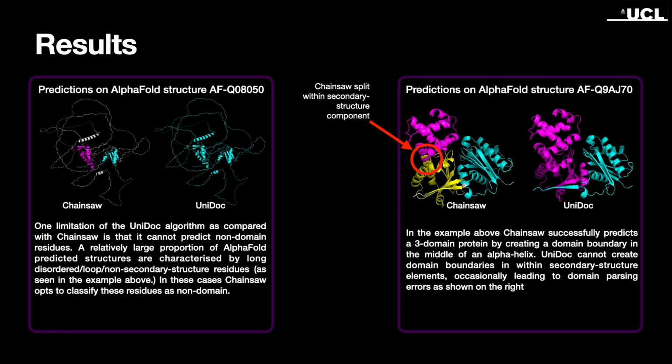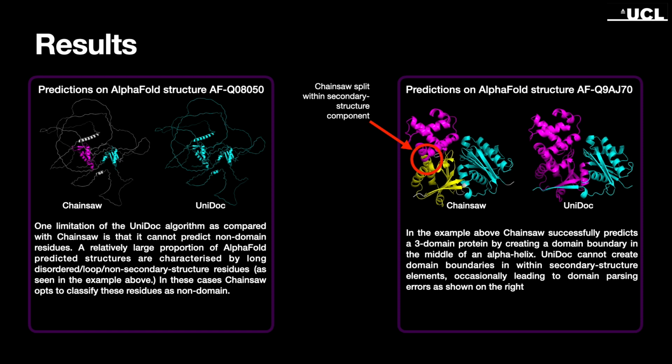We also evaluated Chainsaw on AlphaFold structures and did a visual inspection of the results, and here we highlight just a couple of differences between Chainsaw and the next best predictor, which is UniDoc.